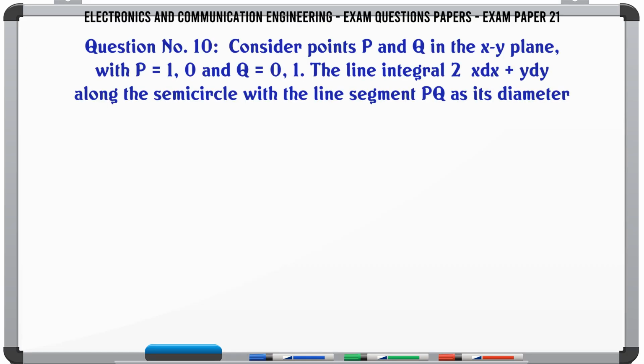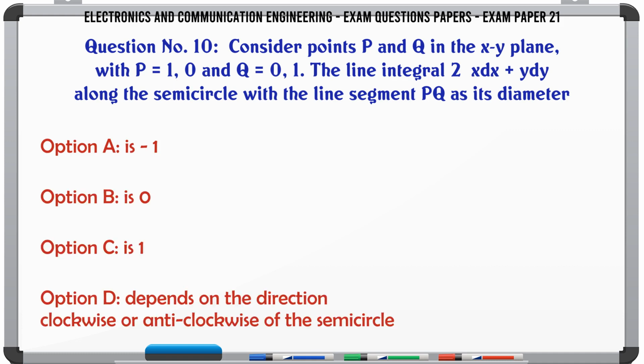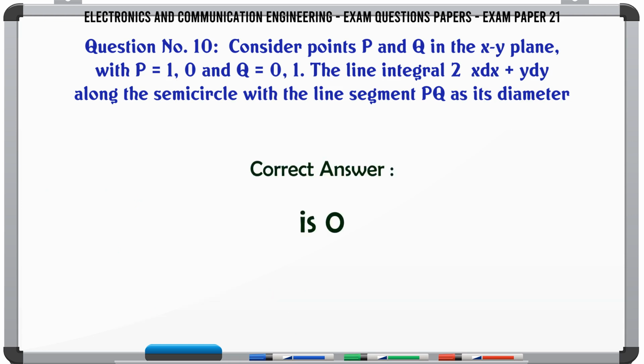Consider points P and Q in the xy plane with P(1,0) and Q(0,1). The line integral of 2x dx + y dy along the semicircle with the line segment PQ as its diameter is A. 1, B. 0, C. 1, D. depends on the direction, clockwise or anti-clockwise, of the semicircle. The correct answer is 0.